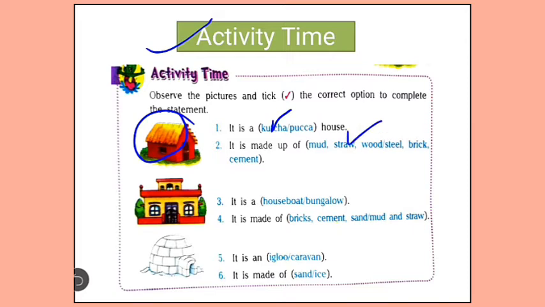The second picture shown here is of a bungalow, and it is a type of which house? Yes, pakka house. So it is made up of bricks, cement and sand. And what about the next picture? Can you identify it? Yes, it is an igloo, and an igloo is found in cold places. So it is made up of ice.